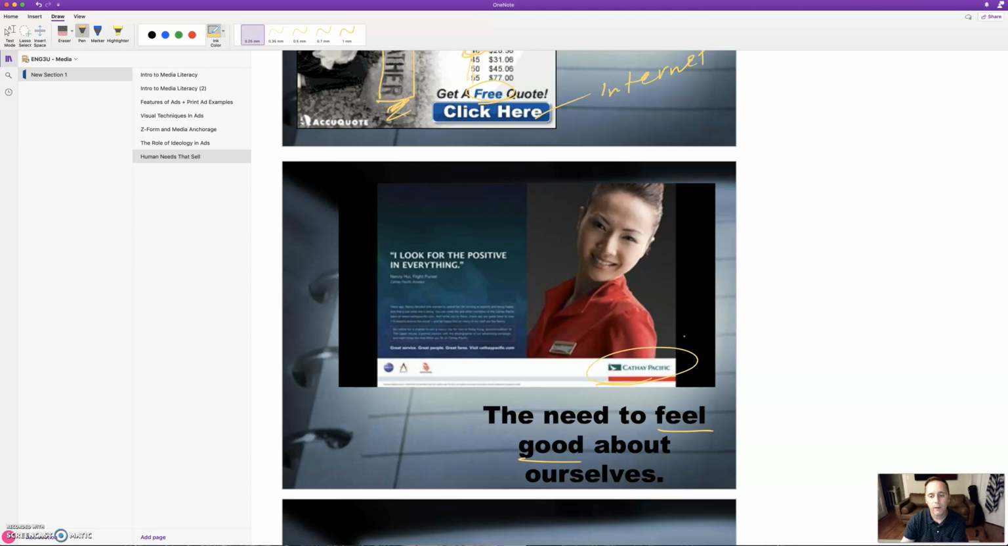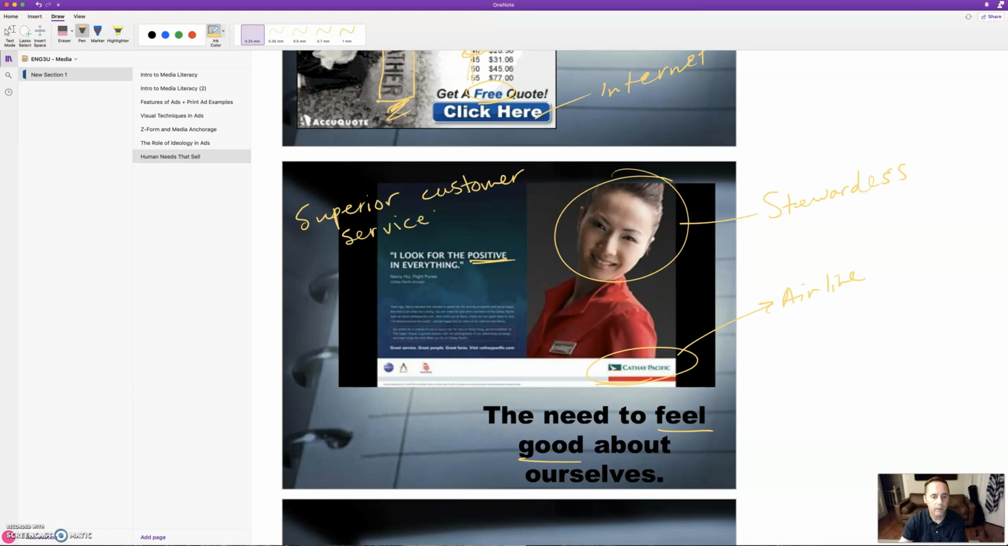So we have an airline, and we have the stewardess who's saying she is always looking for the positive in everything. So supposedly that's going to give you superior customer service, right? Because it's going to be a positive outlook kind of company and experience.